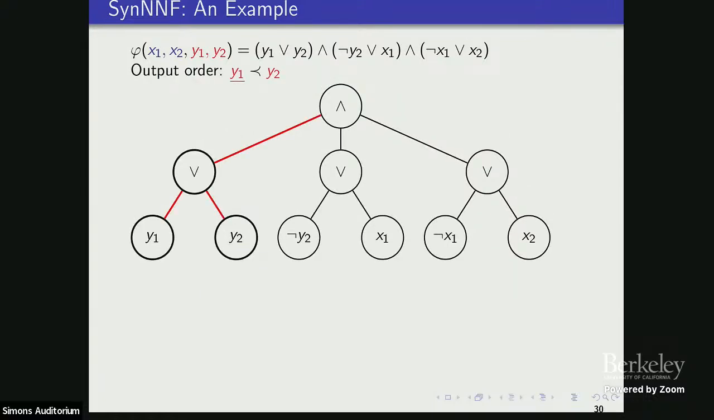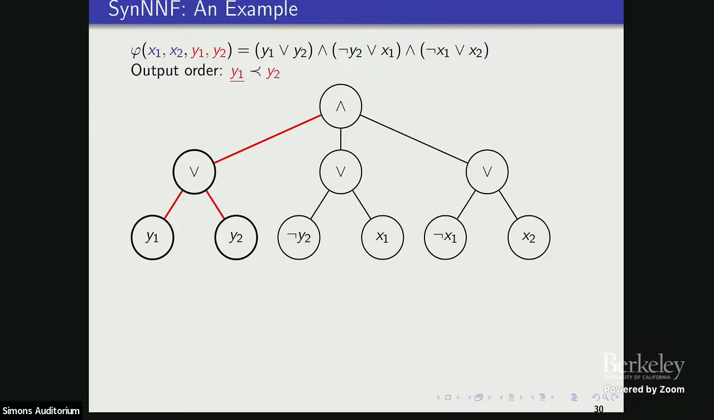But now if I take the same circuit and say, here is my ordering of outputs, then I'm first going to ask, can I make this root behave like y1 and y1 bar? But there is no y1 bar here. So there is no way of making it behave like y1 and y1 bar. So we are doing okay for y1.